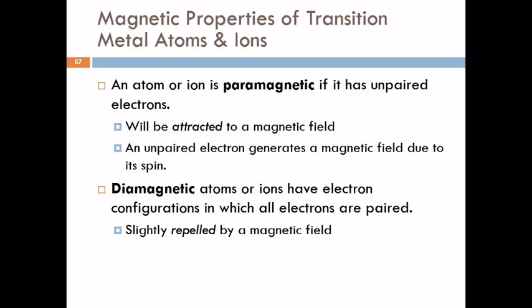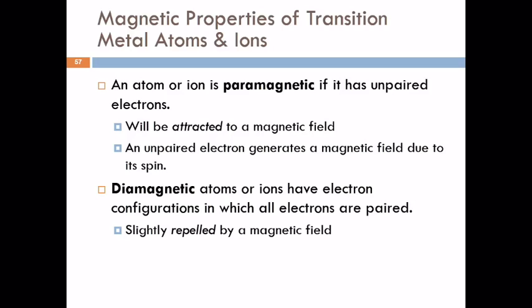Have you ever noticed that some metals are magnetic and others are not? Aluminum is not magnetic, but iron is. And it has to do with the electrons. An atom or ion is paramagnetic if it has unpaired electrons in it. It will be attracted to a magnetic field. It will be magnetic. You can stick a magnet on it. That unpaired electron, or sometimes more than one unpaired electron, generates a magnetic field because of the spin of the electron. So it's got its own little magnetic field.